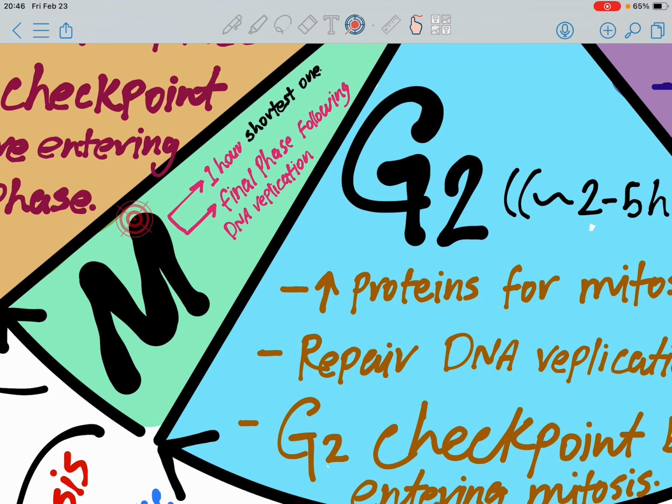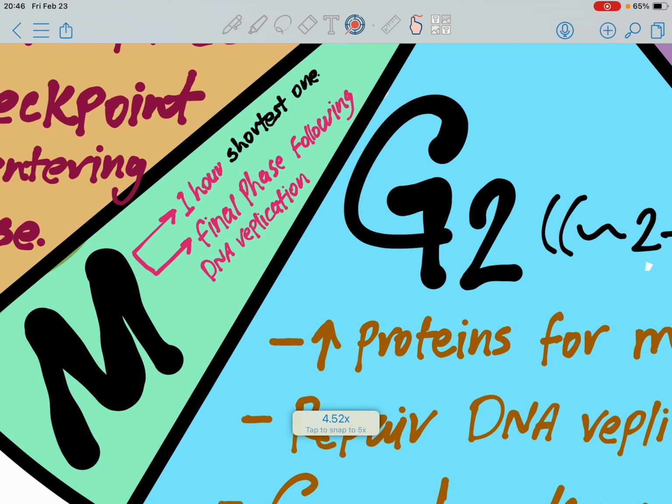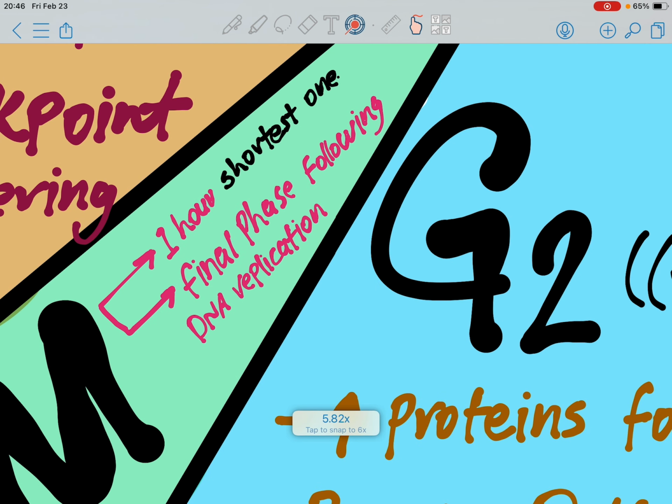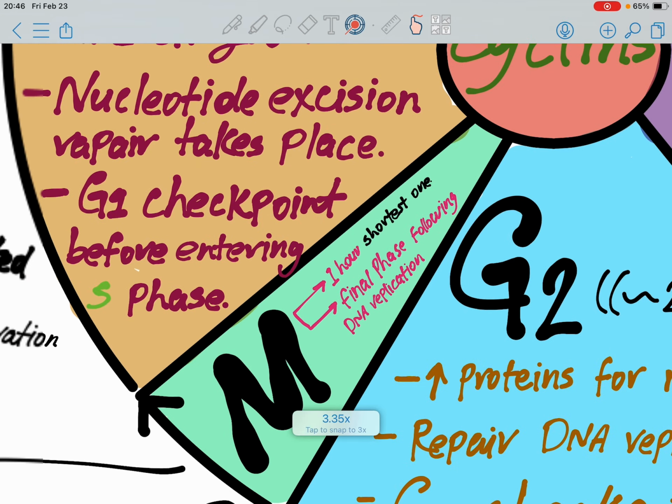The next one is the mitosis. The mitosis is gonna be explained in another separate video, but here we should take a look at it. It needs 1 hour and it is the shortest one. It is the final phase following the DNA replication.